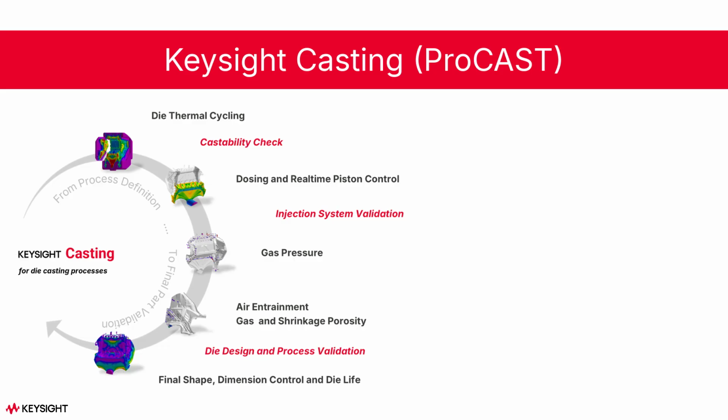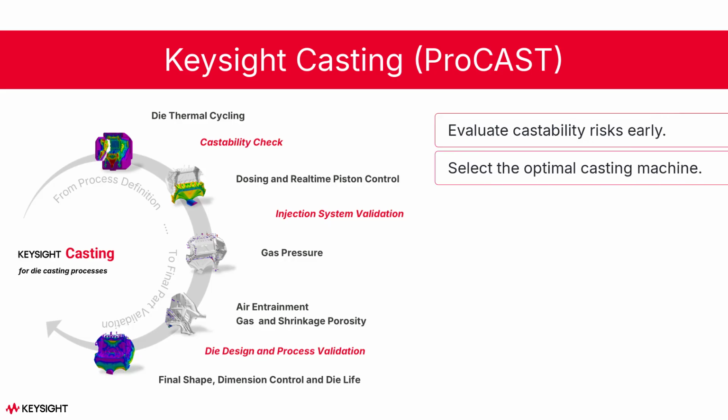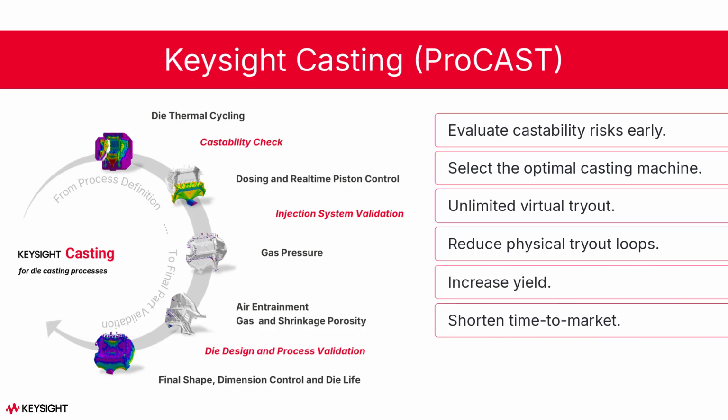Your benefits include, amongst others, early evaluation of castability risks, the ability to select the most appropriate die casting machine from an extensive database, unlimited virtual tryout, reduced physical tryout loops, improved yield, shorter time to market, and last but not least, higher production rates and margins. ProCAST, turn casting complexity into casting confidence.